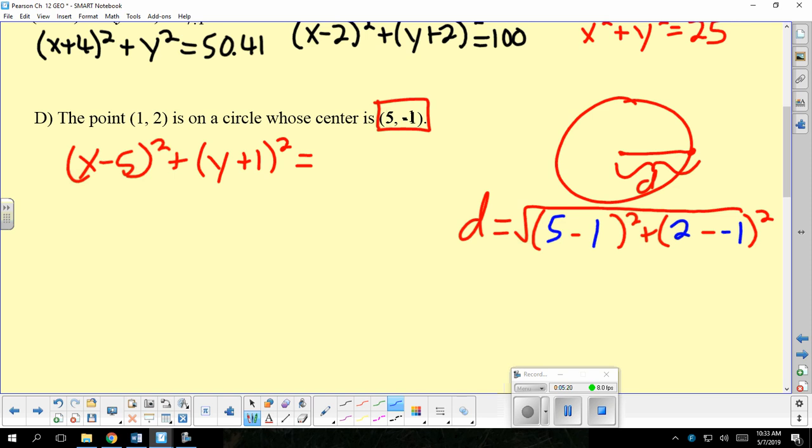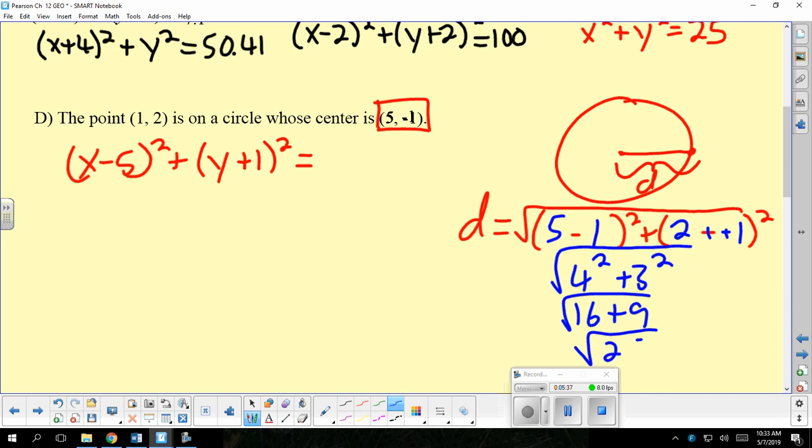And now I can simplify. So we have 4 squared minus a negative plus 3 squared, all square rooted. We have 16 plus 9, all square rooted, or the square root of 25, which equals 5. So 5 squared over here.